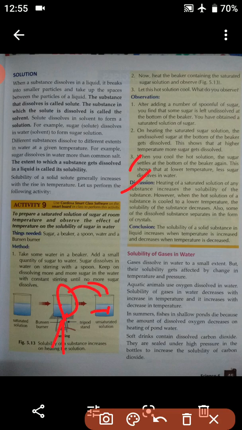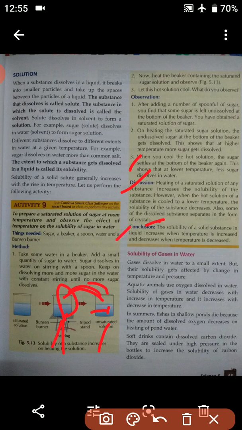However, when the hot solution of a substance is cooled to a lower temperature, the solubility of the substance decreases. Again it decreases. Also, some of the dissolved substance separates in the form of crystals. So students, after cooling it down, some of the dissolved substance also separates in the form of crystals. So after cooling, some of the dissolved substance also separates in the form of crystals.